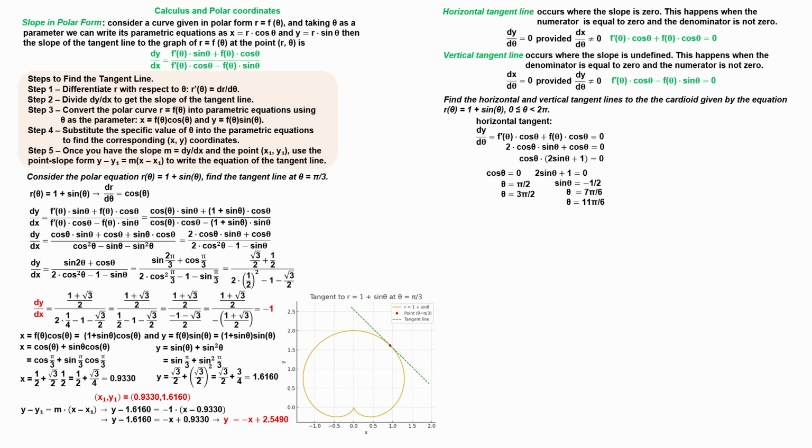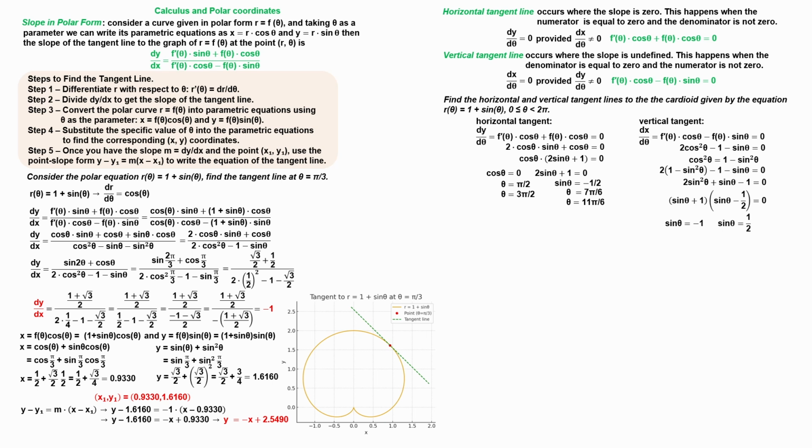A vertical tangent occurs when dx/dθ is equal to 0. Taking the calculations already done in the previous example, we just have to solve the trigonometric equation. This quadratic in sine of theta can be solved to give the values of theta where vertical tangents occur.